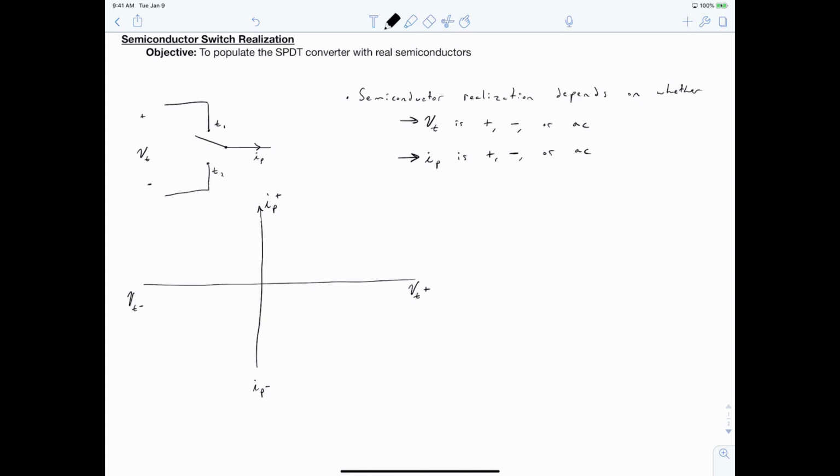Let's start by considering the northeast quadrant, where we have a positive pole current and a positive throw voltage. We can realize this single-pole double-throw switch as a combination of a MOSFET, or a transistor, and a diode.